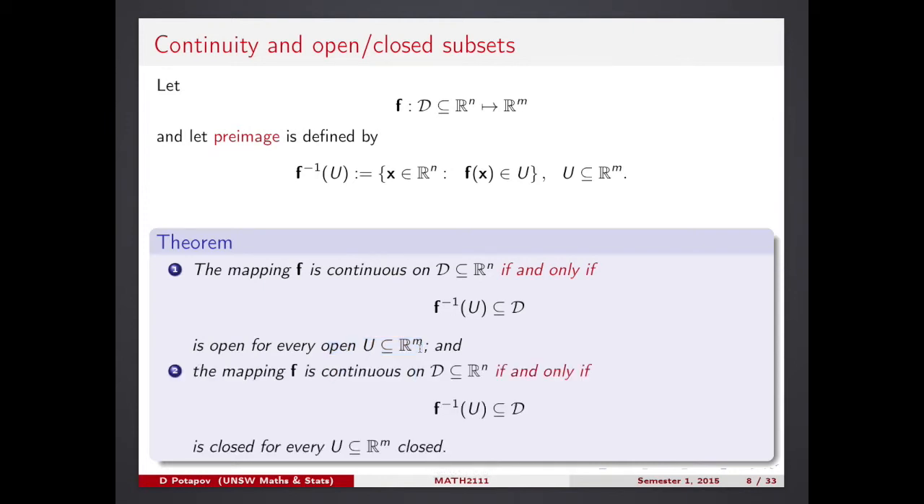And there is a similar clause about closed sets. The pre-image of a closed set is always closed for a continuous map, and the other way around: if the pre-image of a closed set is always closed, the map is continuous. Why did I mention this theorem here?